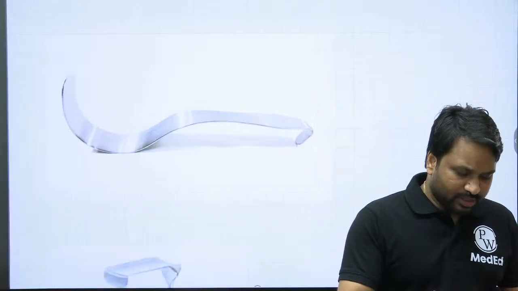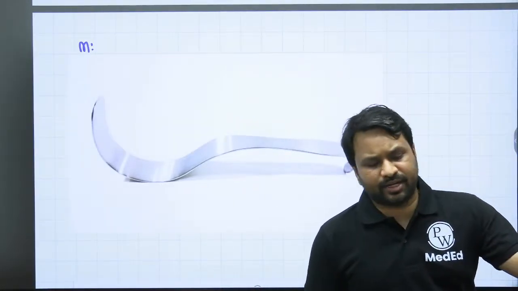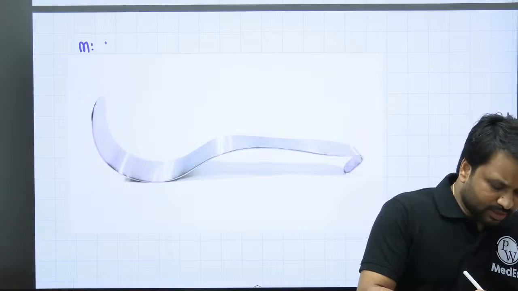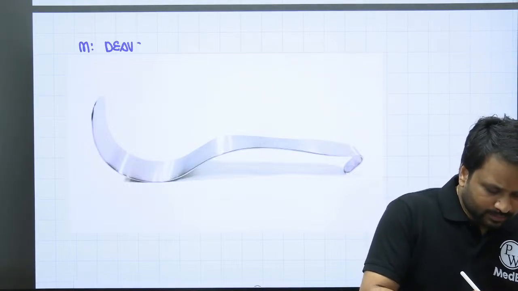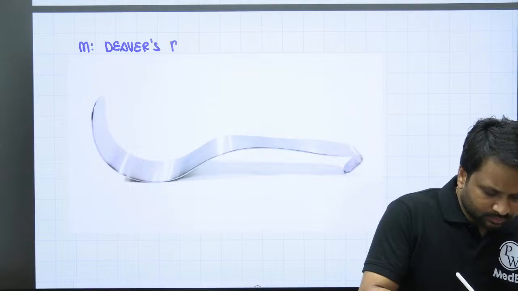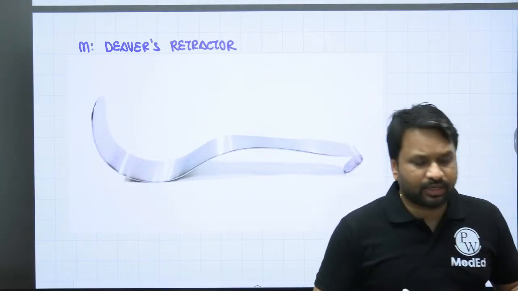Then you have image number M. This is again a repeat exam question. It's a retractor. Everybody should know it. This is your Deaver's retractor, right?